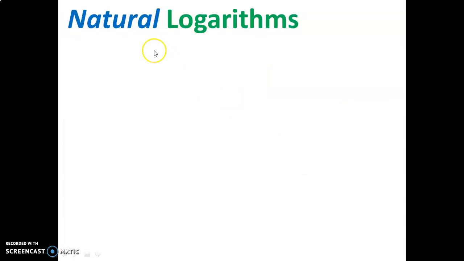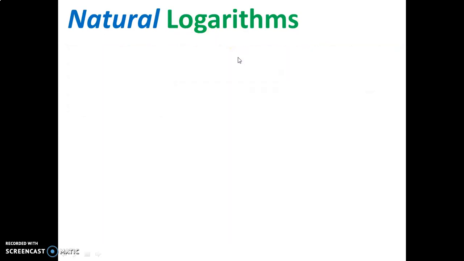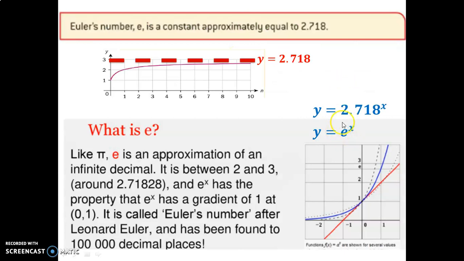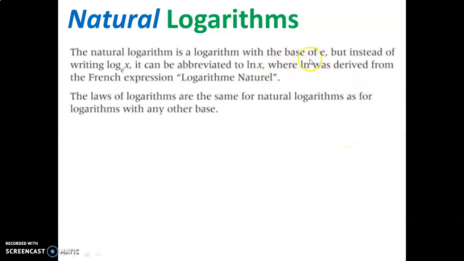Now let's look at what happens when we take logs and mix them with e. These are called natural logarithms. The natural logarithm is a logarithm with the base e. So now we take a log, just like we did with the exponential function where we used base e. Now we take a log and we put the base e. Instead of writing log base e like this, it can be abbreviated like this, ln x. The reason for the ln is that it's derived from the French expression logarithme naturel. So when you see ln, it just means log base e.